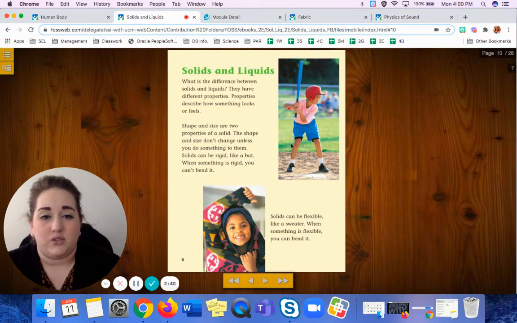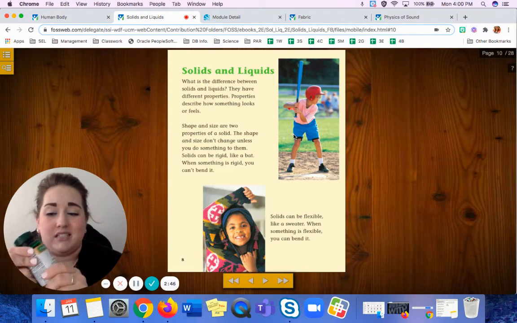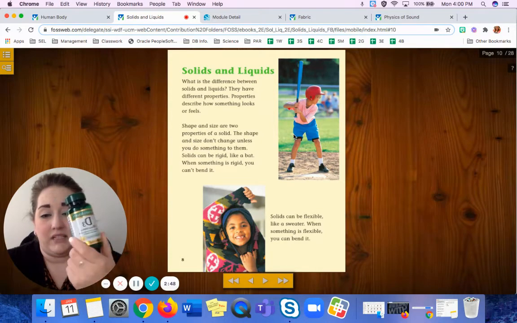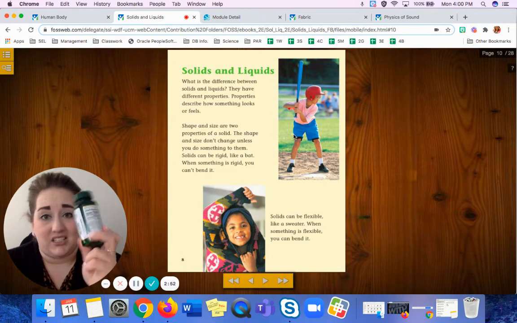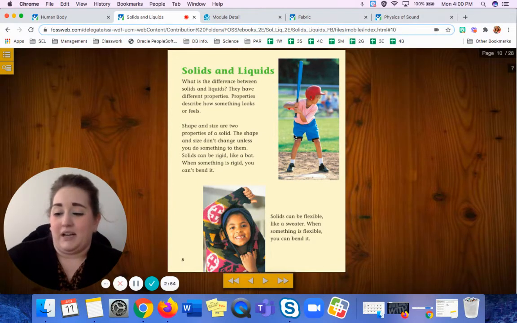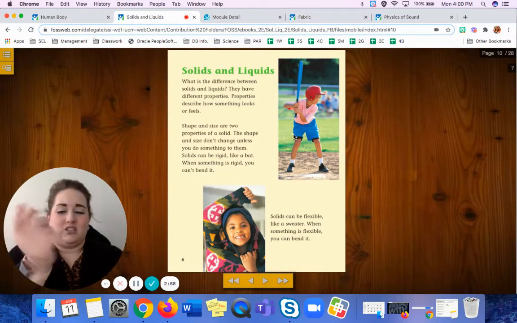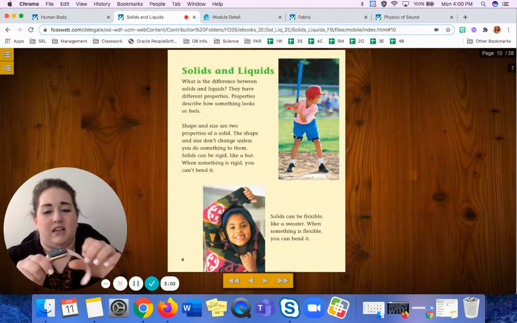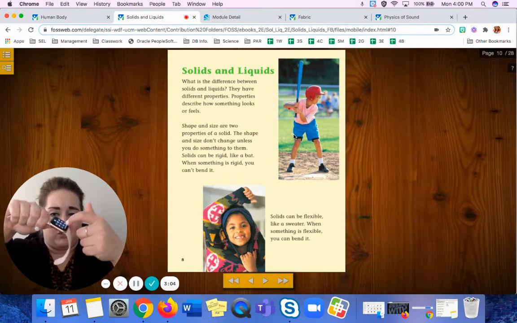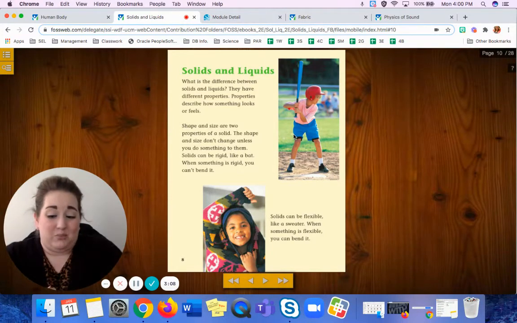Okay, so with those two properties, you have a lot of differences. So this is a solid, right? This vitamin container is the shape that it is. It's not going to change. It's not going to bend. But my sweater is going to bend, is going to change. Same with my watch band. Okay, the face of my watch isn't going to bend and change, but the band is. But they're still both solids.